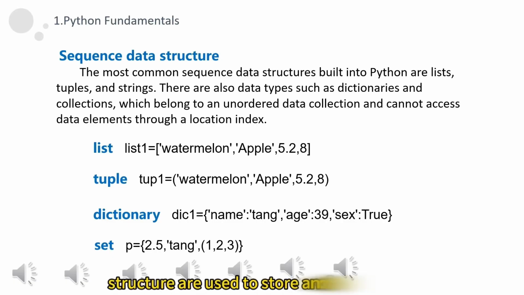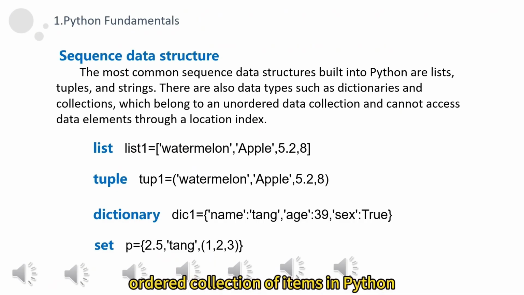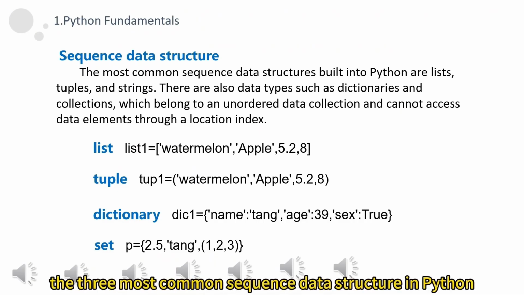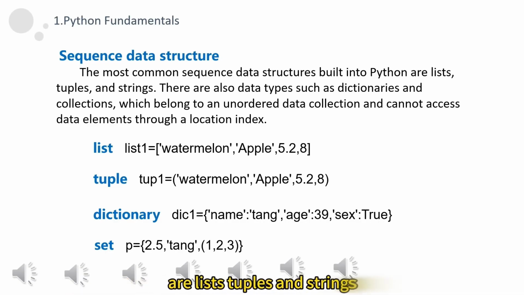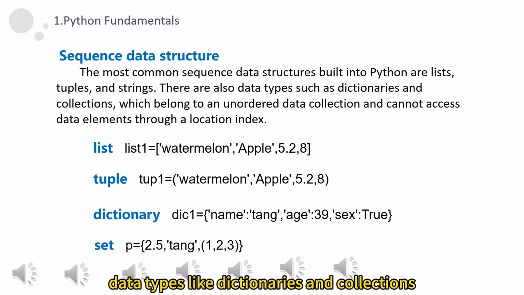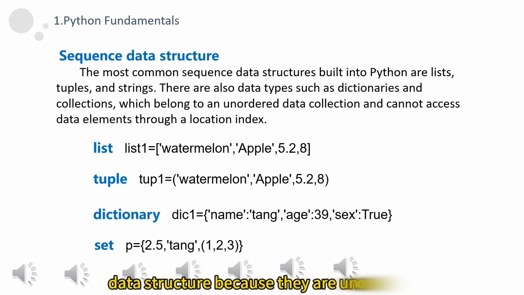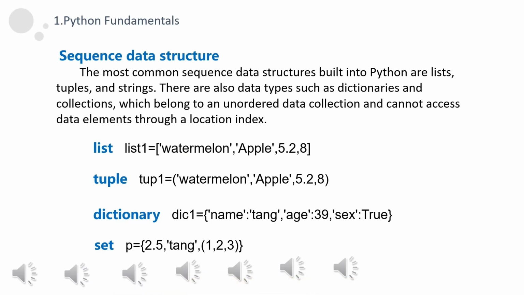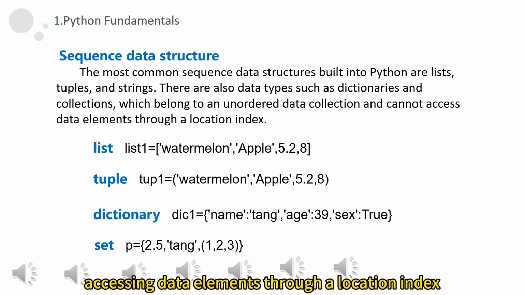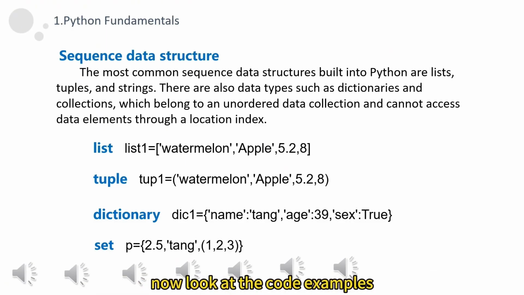Sequence data structures are used to store and manipulate ordered collections of items in Python. The three most common sequence data structures in Python are lists, tuples, and strings. Additionally, there are other data types like dictionaries and collections, but they are not considered sequential data structures because they are unordered and do not support accessing data elements through a location index. Now look at the code examples.